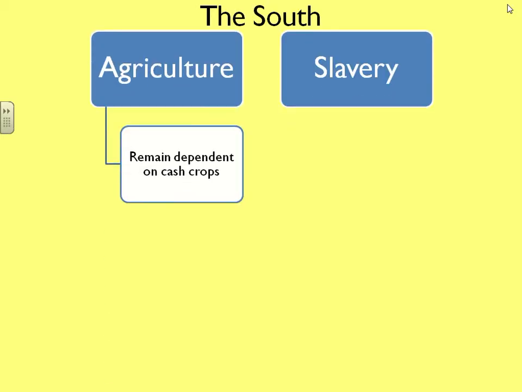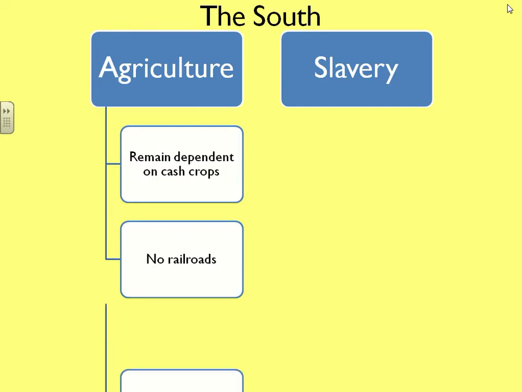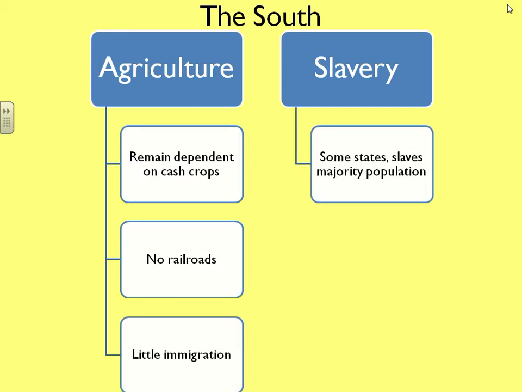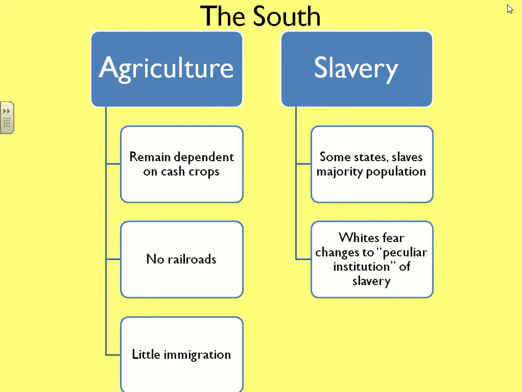Now in the South, agriculture and slavery remain dependent on cash crops, particularly cotton, with no real railroad connections or this kind of investment in infrastructure, and little immigration coming in. In some states, the slaves are actually the majority of the population. Well, actually, it's more like some counties than some states. And whites fear any changes to the order. They very much fear that if you end slavery, it's going to be anarchy, chaos, a revolution, bloodshed. And so they are very protective of it.